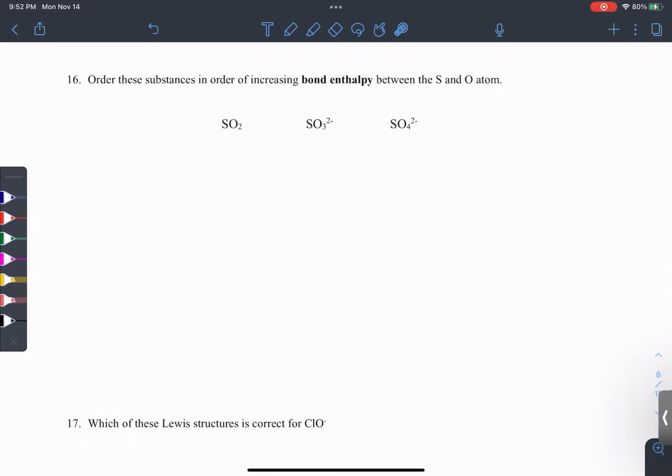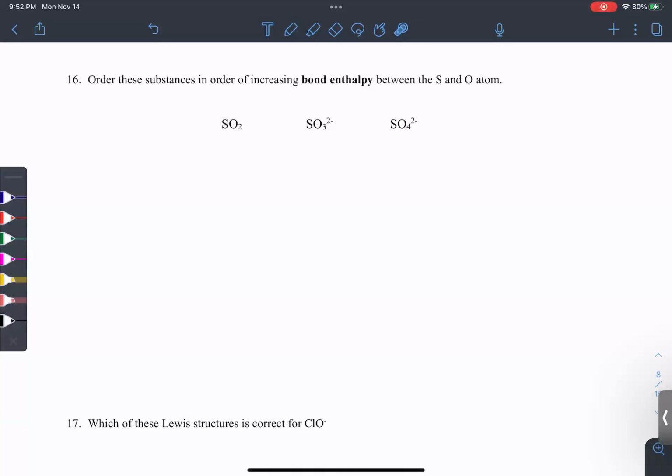So here, it's funny, we skipped a lot of chapter 8, but that's all the Lewis structures. So I hope you've got Lewis structures down. So let's order these substances in increasing bond enthalpy between sulfur and oxygen. Just like the previous question, where we tried to locate the strongest bond, we were looking for the highest bond order. That's the same thing in this question. The strongest bond is going to have the highest bond order.